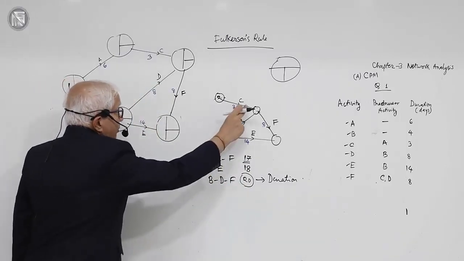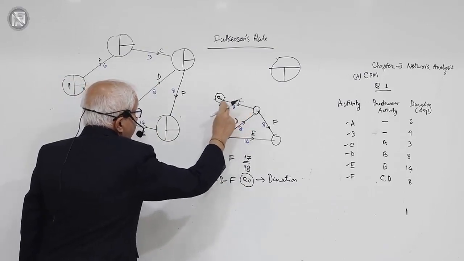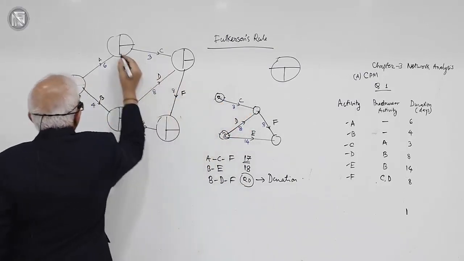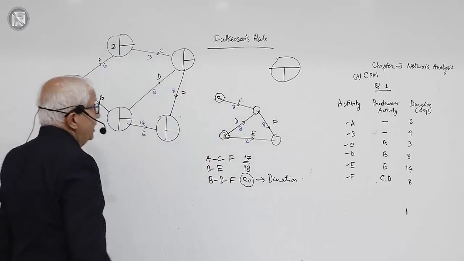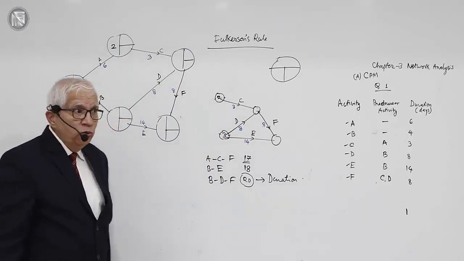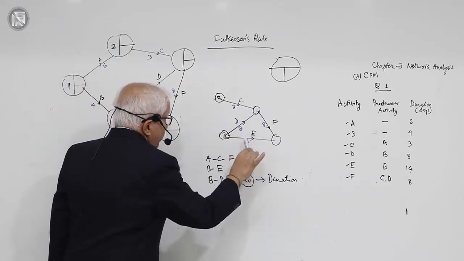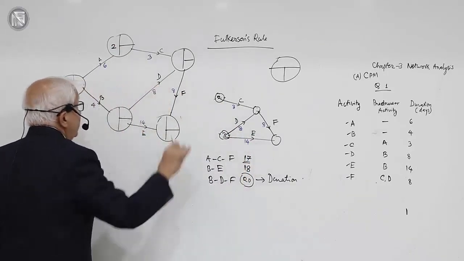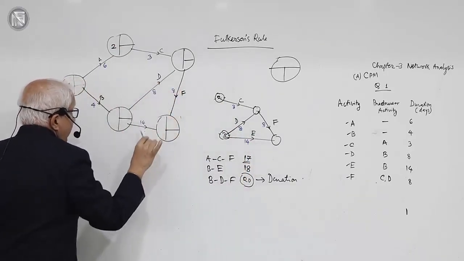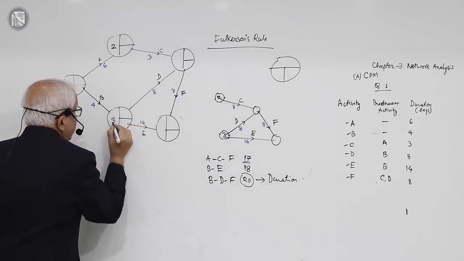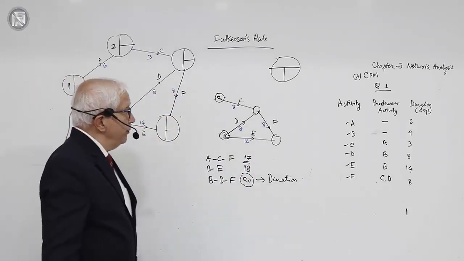Having said that, this is event number 2, this is event number 3. And what is event number 2? Beginning of activity C is event number 2. And beginning of activities D and E is event number 3. Okay. Done.